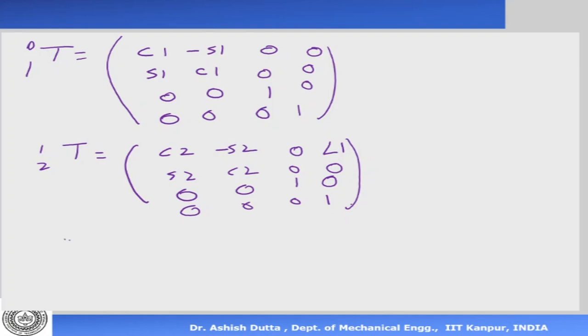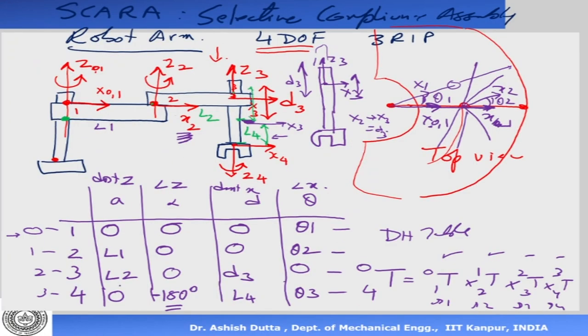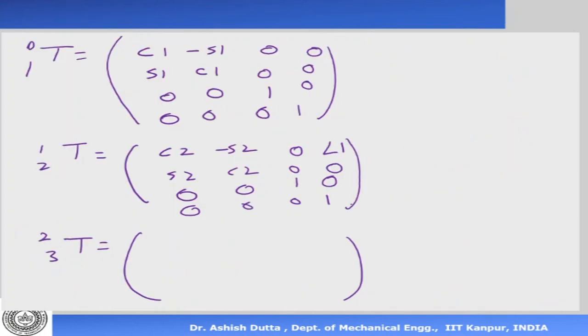Now, what about the third one? 2 to 3. Let's go back and see what 2 to 3 has: L2, 0, D3, and theta is equal to 0. So this matrix is going to become, there is no theta. So theta is equal to 0, so cos is equal to 1, sine is equal to 0, this is equal to 0.